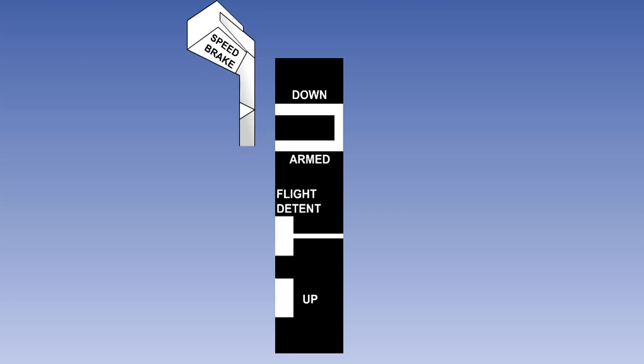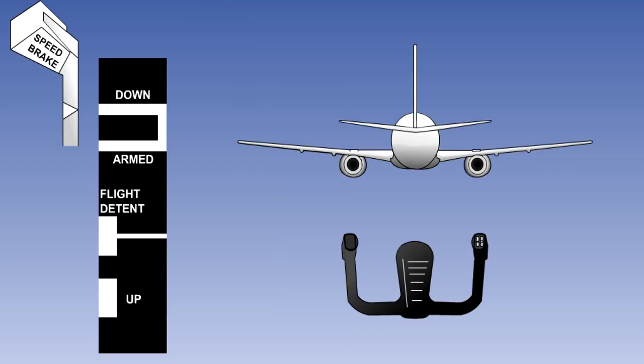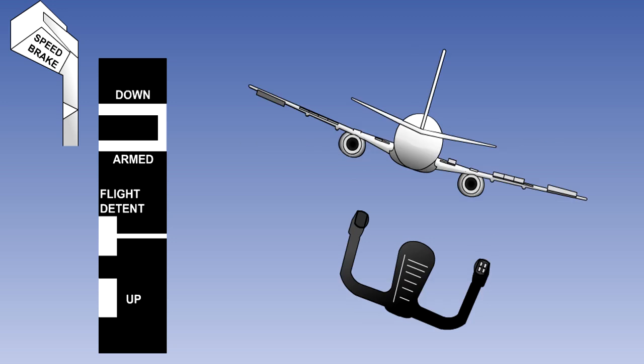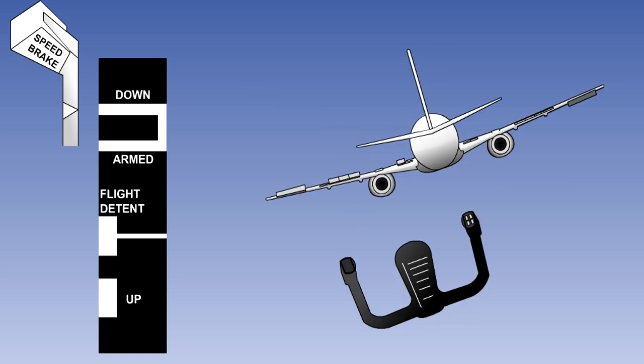The speed brake lever typically has a number of detents marked on it. With the lever in the down detent, all flight and ground spoilers are retracted. The flight spoilers are, however, available for roll assist. This applies both on the ground and in flight.